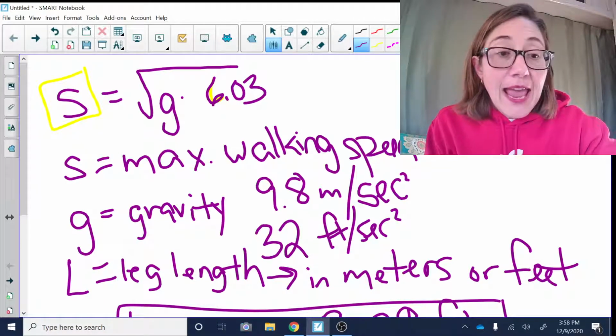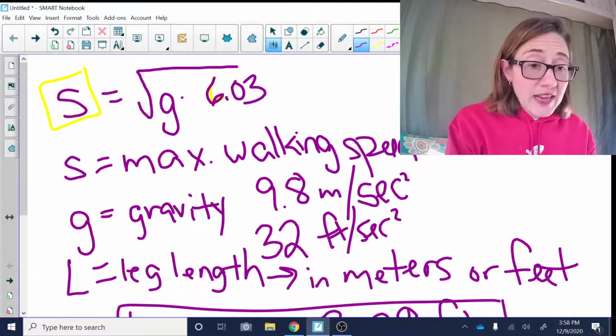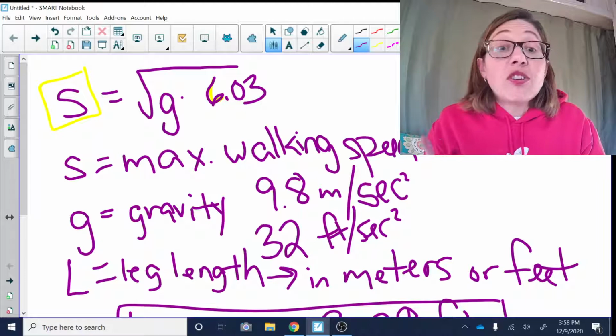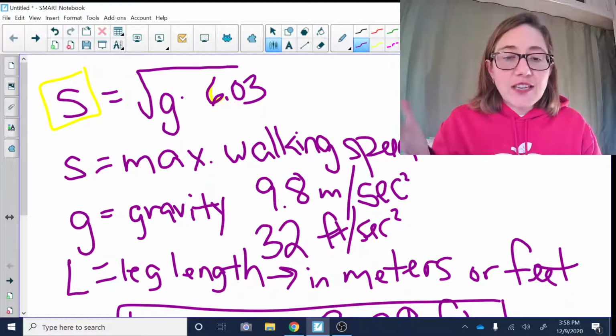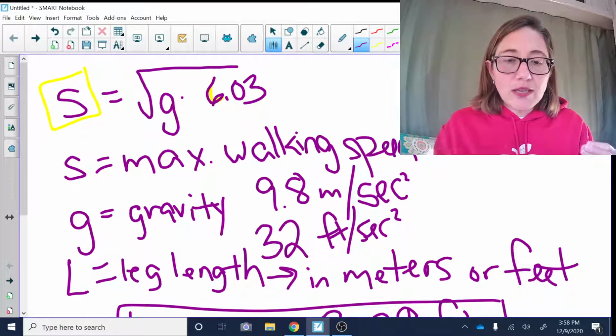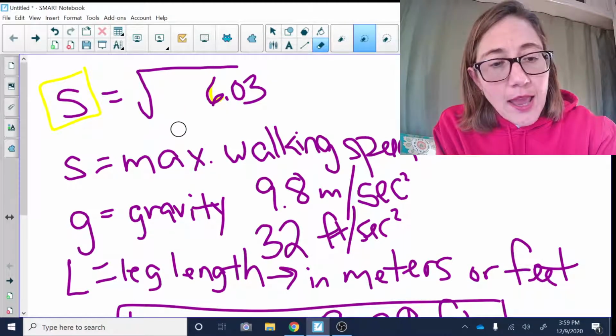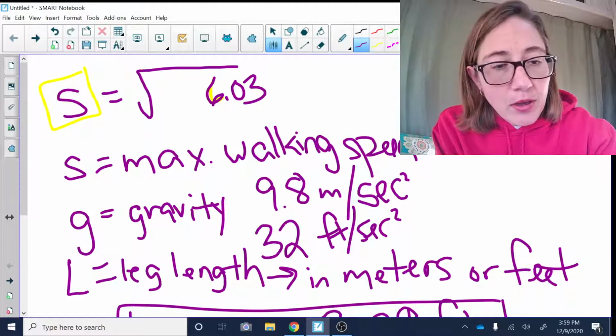6.03. And then since that is in feet, which of the two gravity numbers do I want to choose? We want to choose the 32 because that says feet. So you want to stay within the same unit system. So I'm going to erase the G and replace that with the number 32.